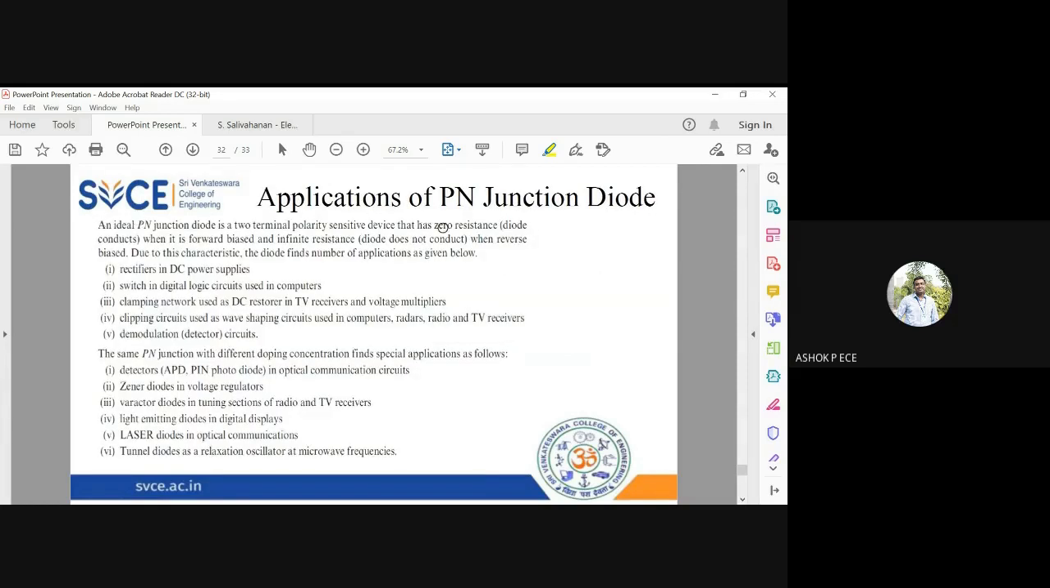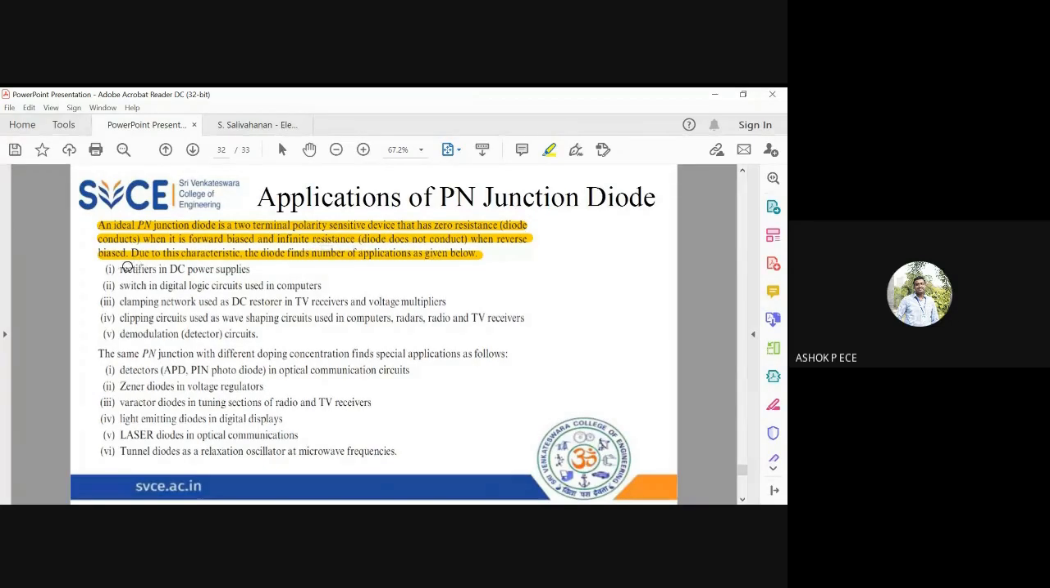A lot of applications are there. In forward bias, you can consider the PN junction diode to be a zero resistance because it is on. I told you the switch is closed. When the switch is closed, resistance is zero. It's a short circuit. In reverse bias, there is no current, so it is open. I can say it is an open circuit. The resistance is going to be infinity. Two cases: at forward bias, resistance is zero, and at reverse bias, the resistance is infinity.